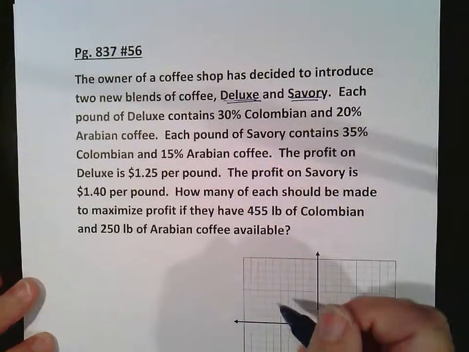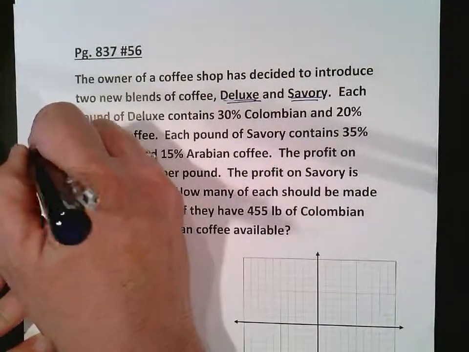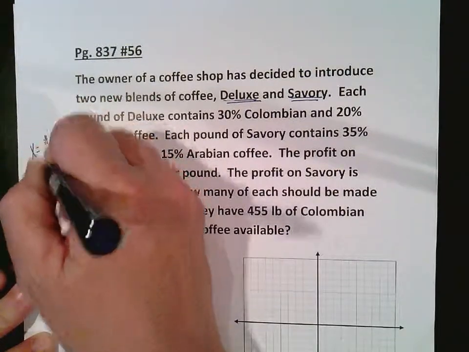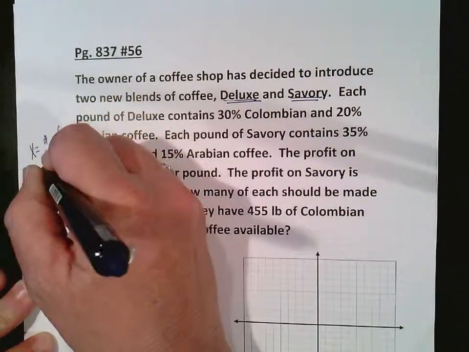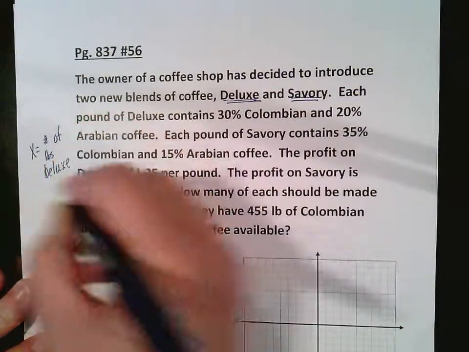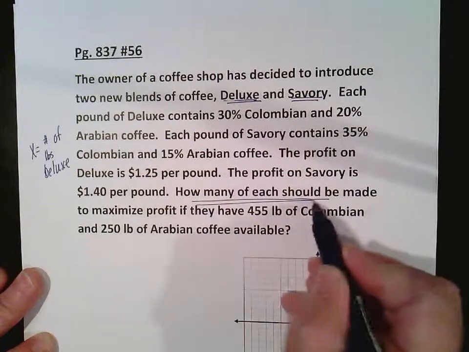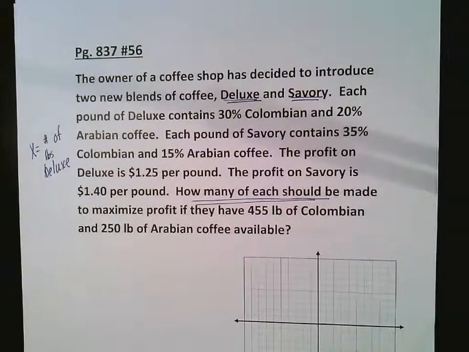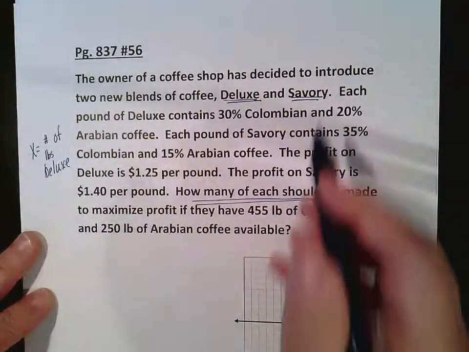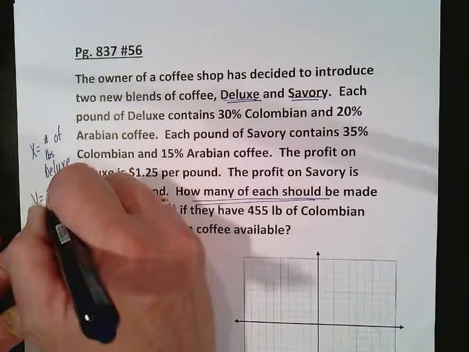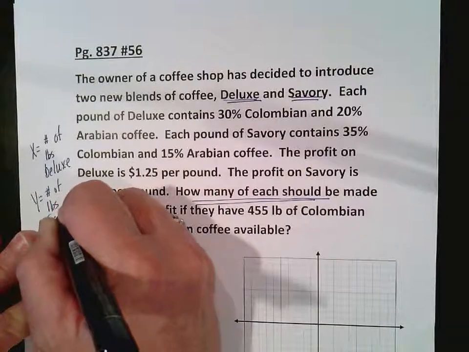I'm going to say that X equals the number of pounds of deluxe, because it's asked, and I'm going to jump to the end, how many of each should be made. Remember, whatever they're asking, whatever we don't know, that's our variable. And then Y is going to be my number of pounds of savory. Those are my two new coffees.